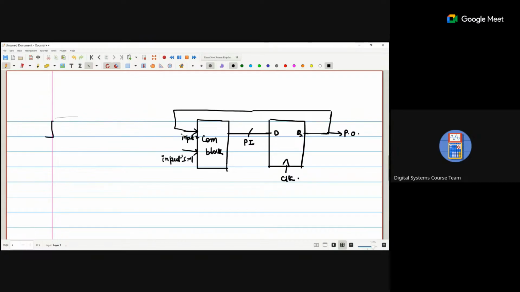So if I have a clock, we have a present input. Just remember the setup and hold violation. So we are changing our data quite before the change in the clock pulse. Now it will go.